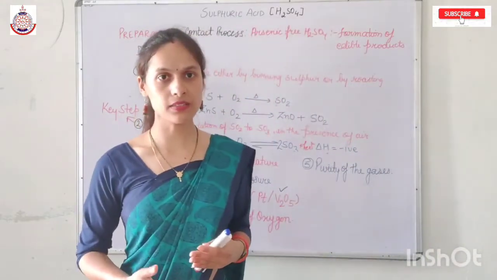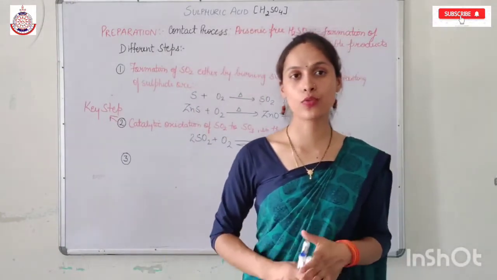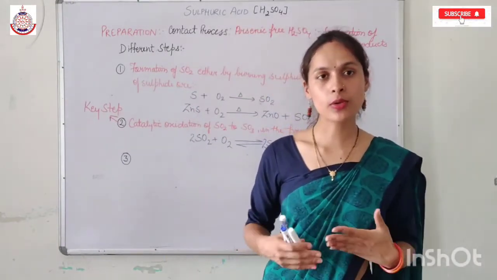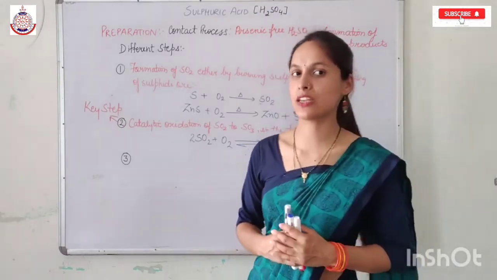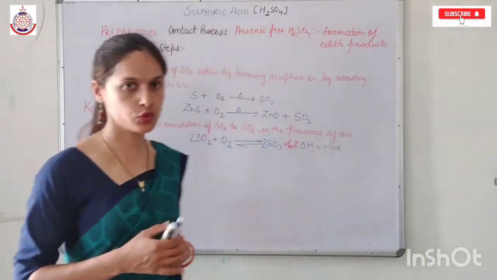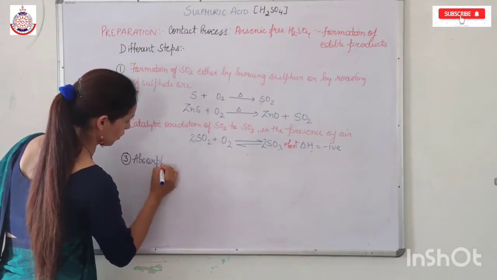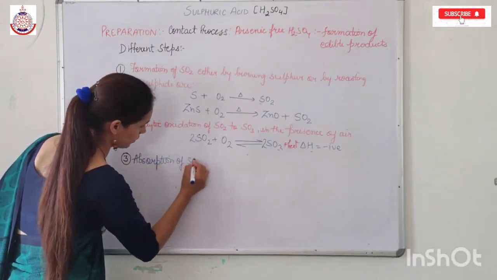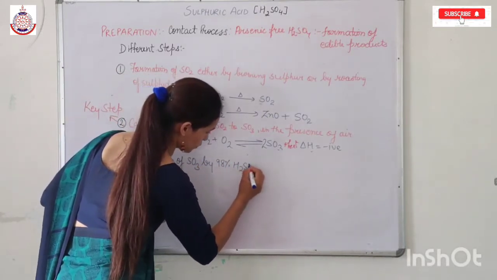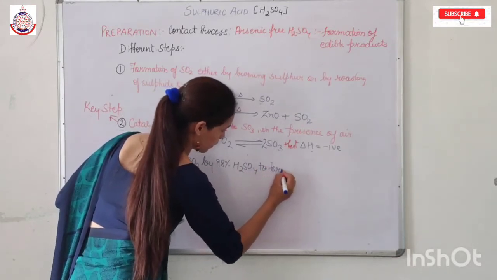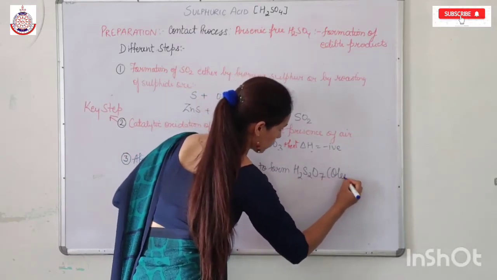Now the third step is the absorption of sulfur trioxide by 98% H2SO4 to form oleum. So the third one is the absorption of sulfur trioxide by 98% H2SO4 to form H2S2O7, which is known as oleum.